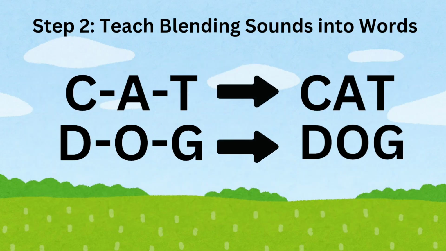Step 2. Teach blending sounds into words. Teach them to blend sounds into words. Start with simple words like k, a, t, cat, d, o, g, dog. Encourage them to say the sounds slowly, then faster.